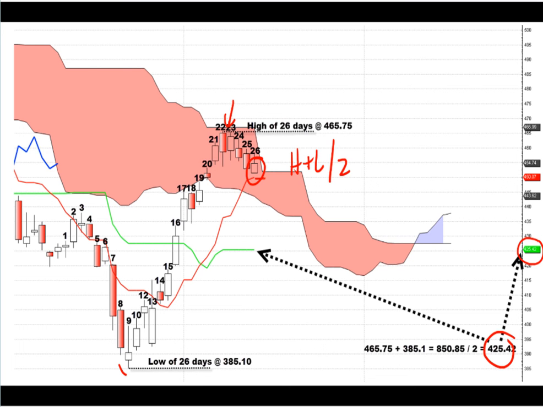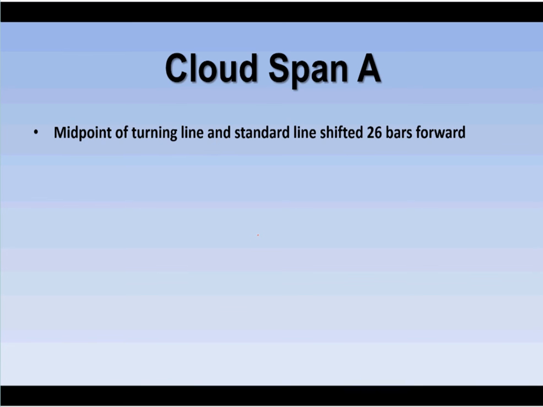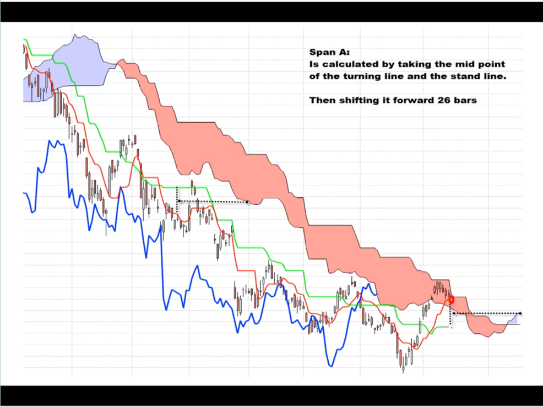So if we break the turning line, we're going to the bottom of the cloud, then we're going to the standard line. Sometimes these things will flip-flop, so you've got to pay attention to them, but this is how they're calculated. The cloud is the midpoint of the turning line and the standard line shifted 26 bars forward. So we're going to take the turning line, which is the fast line, and then we're going to take the standard line, which is the slower line. We'll take the midpoint between those two creatures and fast forward them in the future 26 bars. Here's the same way. You're going to take the turning line, standard line, 26 bars or 26 days.